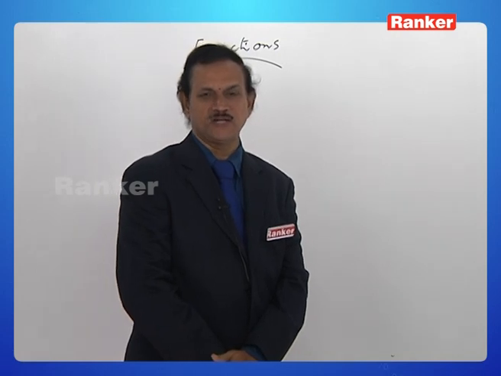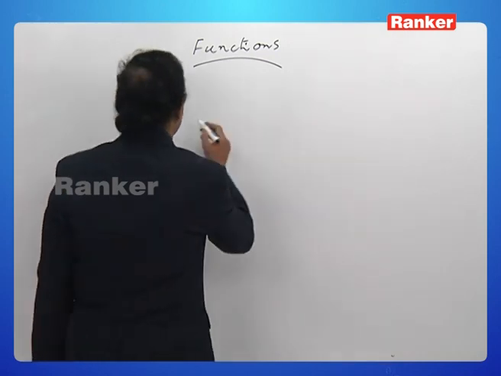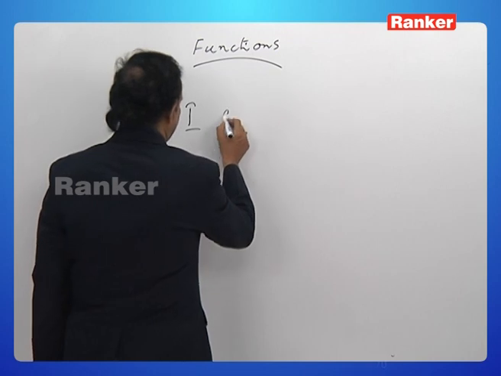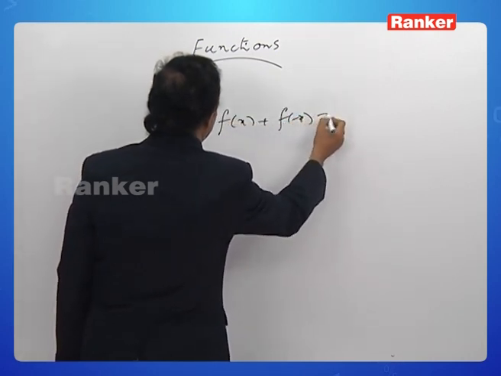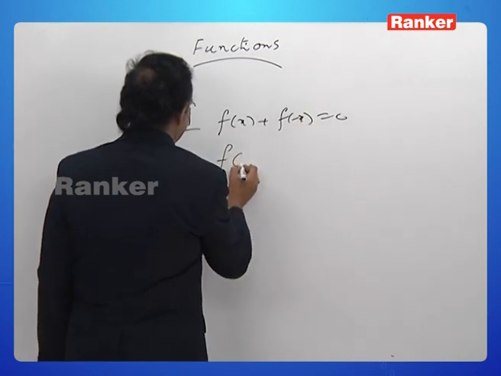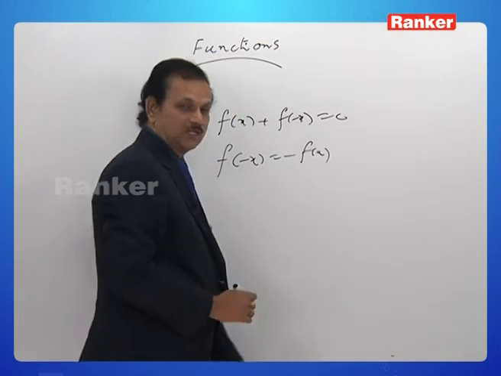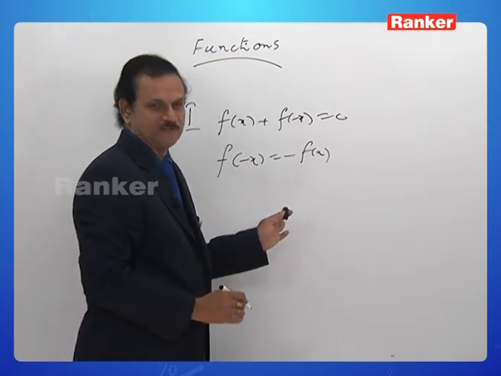What is the first statement? f of x plus f of minus x equal to 0. Statement 1. I would like to look at what is given. f of x plus f of minus x is equal to 0. From this, f of minus x is equal to minus f of x. Of course, this is the basic character directly from the definition of an odd function.